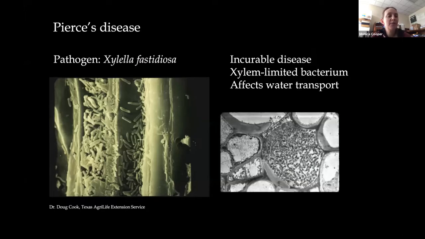So the pathogen for Pierce's disease is Xylella fastidiosa. It's a bacterium that is limited to the xylem, meaning that it lives only in the xylem. And because of the populations that build up in the xylem, that's going to affect water transport within the vine. And those effects on water transport then affect the growth of the vine and lead to what is an incurable disease ultimately.